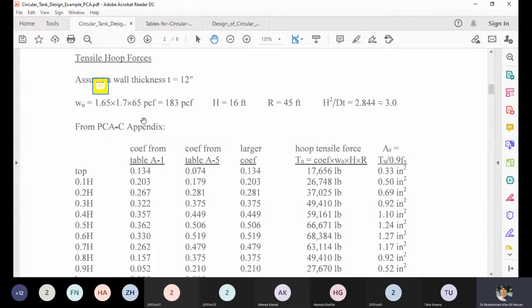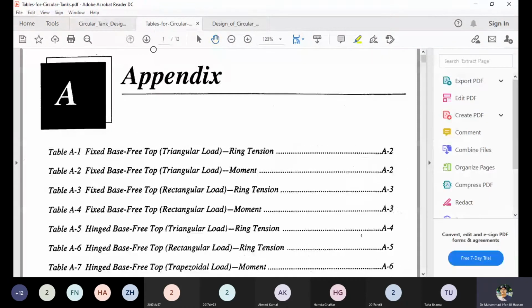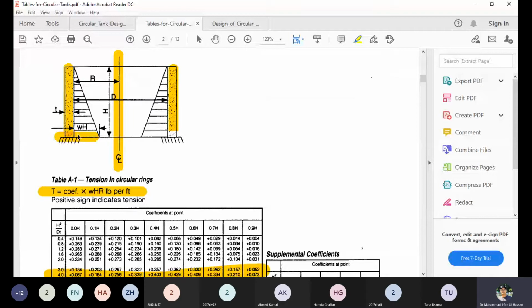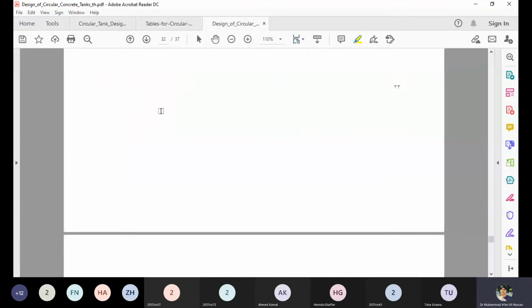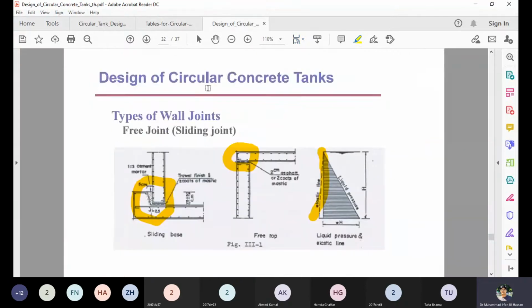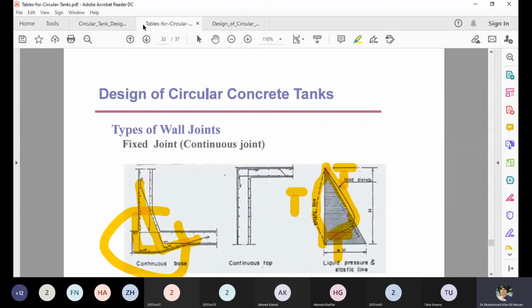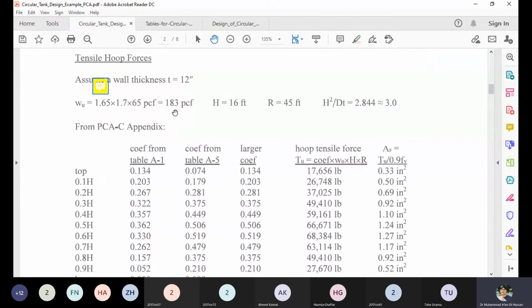So the load at the bottom of the tank became 183 pounds per cubic foot, which is the total load. As I told you, when you compute the forces, the load acting at the bottom, wH, is basically the maximum ordinate of the UVL, and this maximum ordinate of the UVL is computed as 183. Now height is given, radius is given.